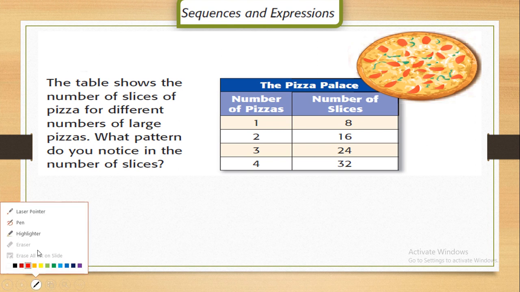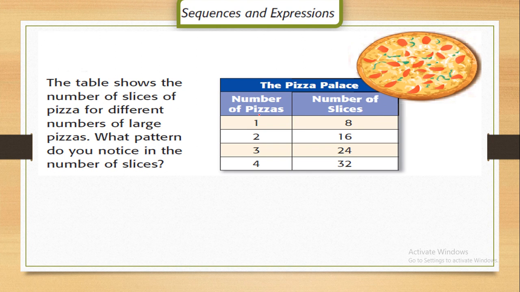Okay, so let's see. Here we have one pizza. It has 8 slices, right? Then when we have 2 pizzas, it became 16. When we have 3 pizzas, it became 24. When we have 4, it became 32. So what's the pattern here? When the number 1 changed to be 2, 8 changed to be 16. So what's the pattern here, حبايبي?